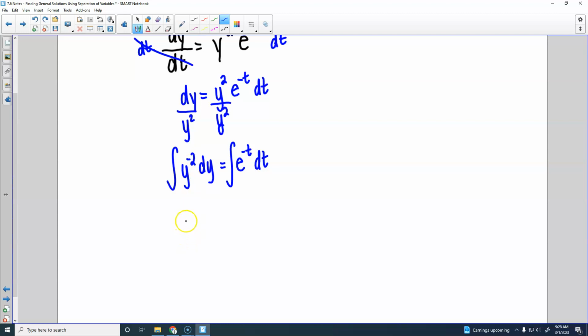So you're going to increase your exponent by 1. You get y to the negative 1 power. You divide out front by that negative 1, which is just going to give you a negative there. We would put a plus c, but as I showed you on the last one, it is okay to combine the plus c's. So I'm just going to make the plus c go over here on the right-hand side.